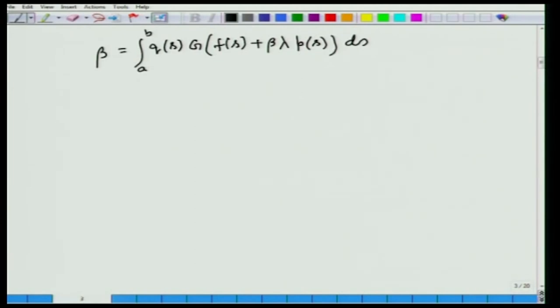Depending upon the nature of this nonlinear function g and explicit solvability of this integral, we can find an equation involving beta, and we can solve this equation for beta to get values or expression for beta in terms of the parameter lambda. And this lambda plays a crucial role in the existence of solutions or existence of values or expression for beta, which you can see from the forthcoming examples.